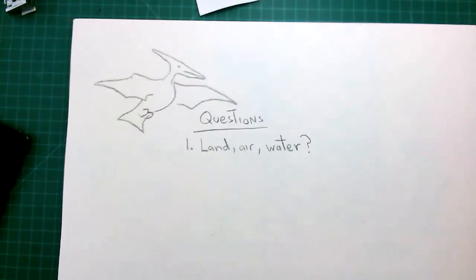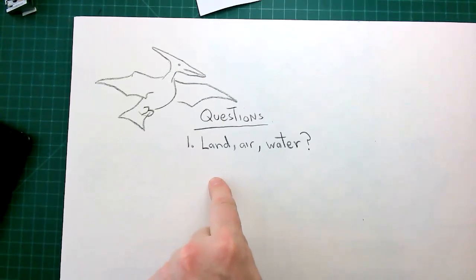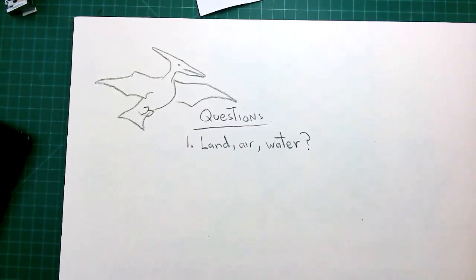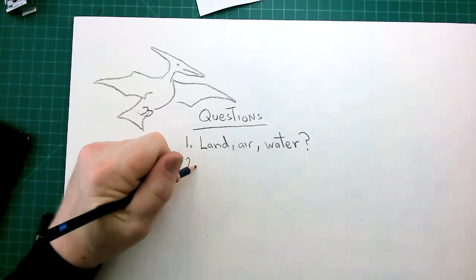So what I want you to do is, in the drawing you're doing today, I want you to establish where your dinosaur lives. Okay? Because we can make it out of clay, provided you can draw it. Everybody say, okay, cool. Next. Question number 2.